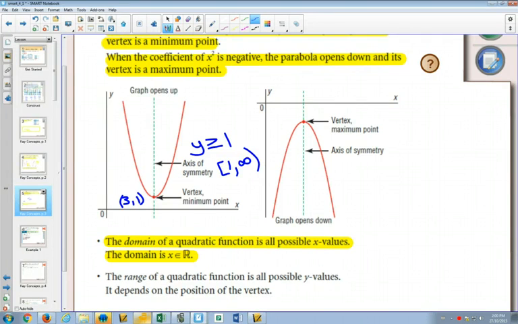Okay. This is shorthand set notation. Proper set notation would have a squiggly bracket, all y such that y is greater than or equal to 1, where y is a real number. That's the long way of writing it. Have you seen the long way? No? Okay. So the range depends on your vertex.